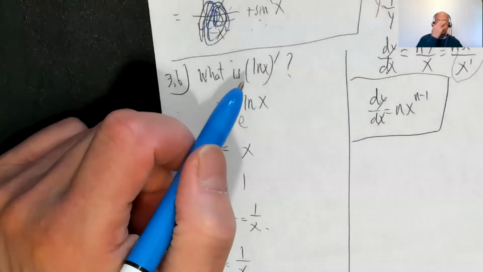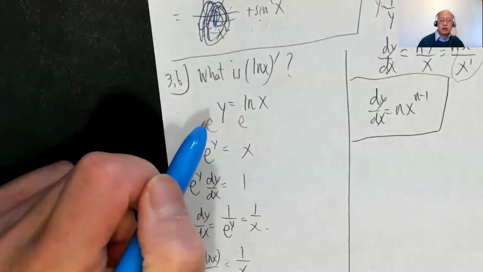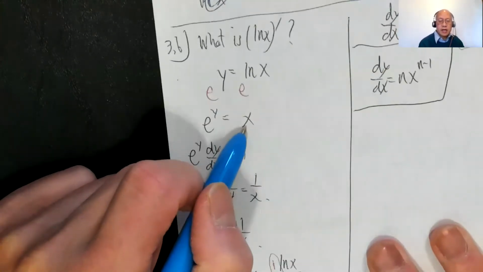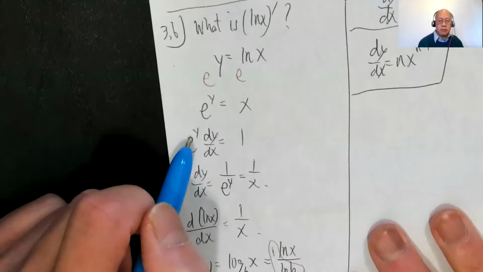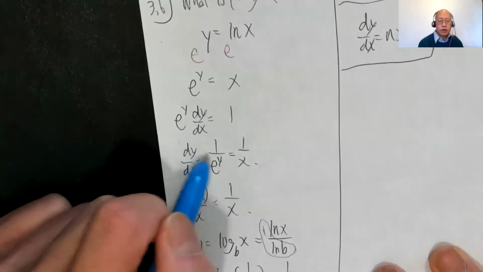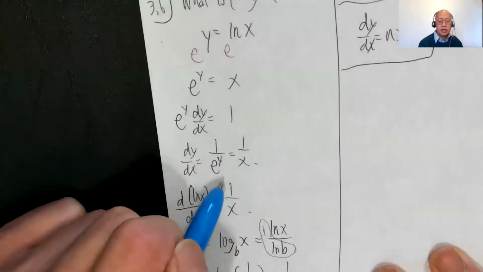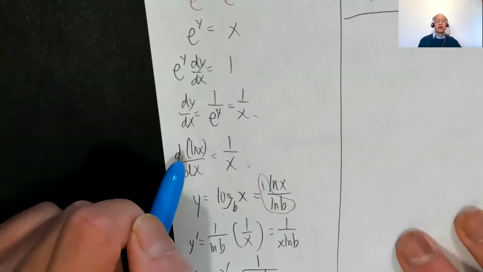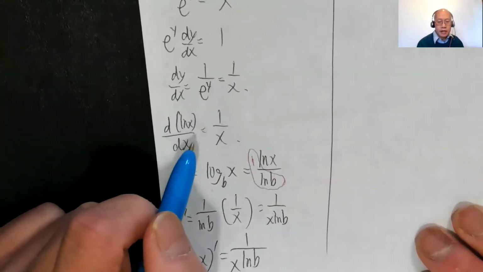Okay, so we will change it to an exponential. Y equals ln x, exponentiate both sides. E to the y is x, and then I differentiate implicitly. E to the y dy dx equals 1. Dy dx is 1 over e to the y, but e to the y is just x. So dy dx is 1 over x. So bottom line, derivative of ln x is 1 over x.